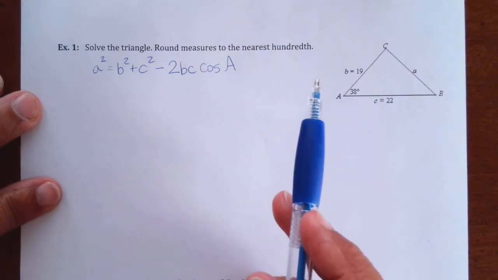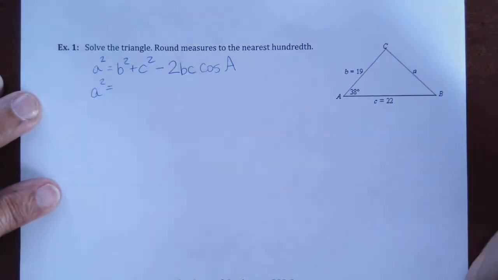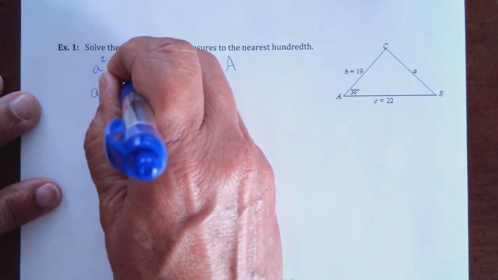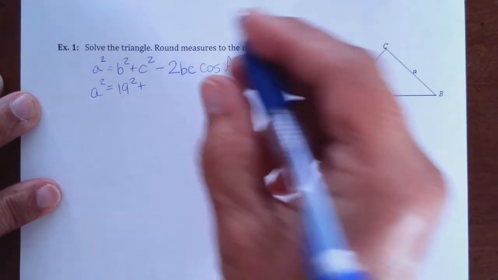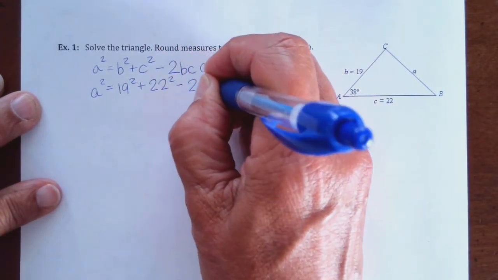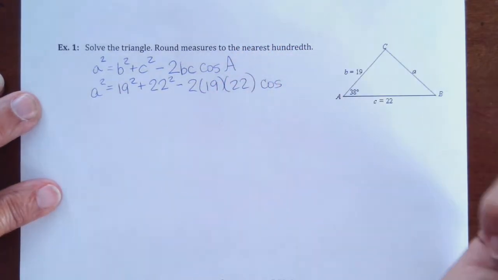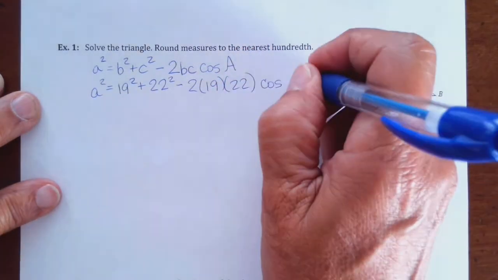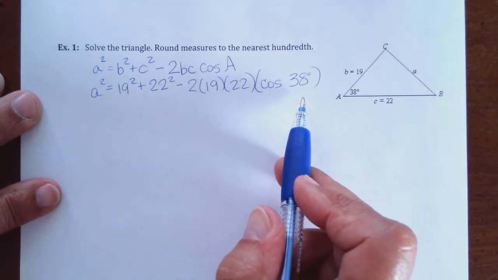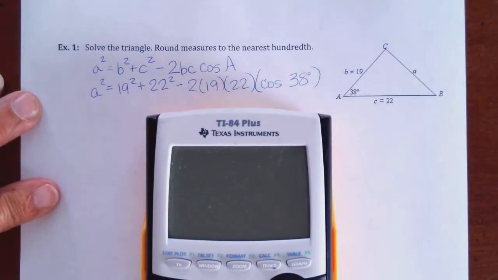All right, so then this one you're just putting in your values. So we're looking for A. B is 19, so that would be 19 squared, plus C, which is 22 squared, minus 2 times 19 times 22, and then we'll multiply that times the cosine of A, which is 38 degrees. Okay, so that's all multiplication right there. So this you can put right into your calculator just like it is.